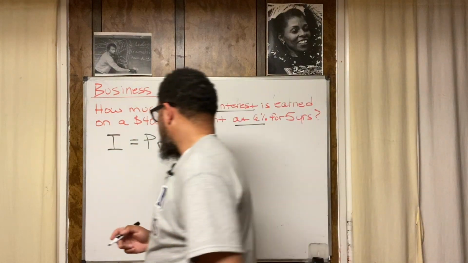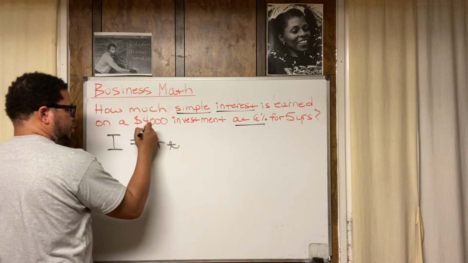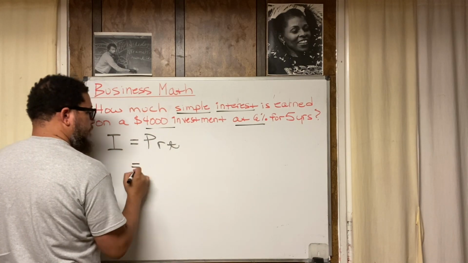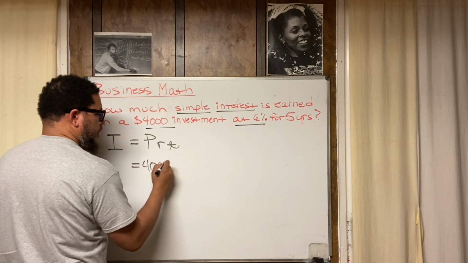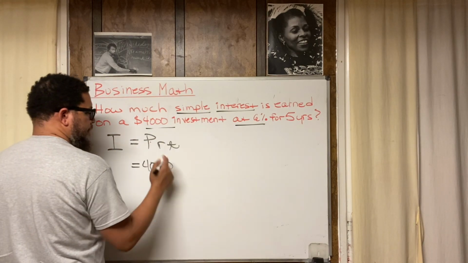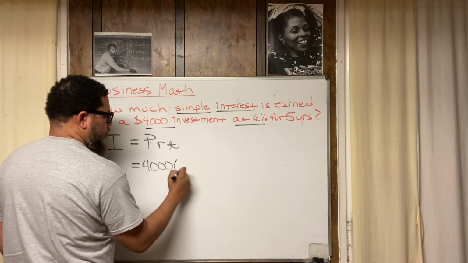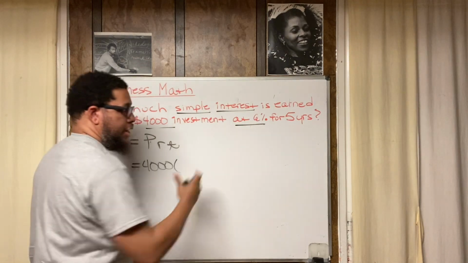So let's do it. Let's replace P with 4,000 because that's the original amount. That's the money you try and flip. So you start up with 4,000, right? Then you're going to replace the R with the interest rate. Now, interest rate is 6%.